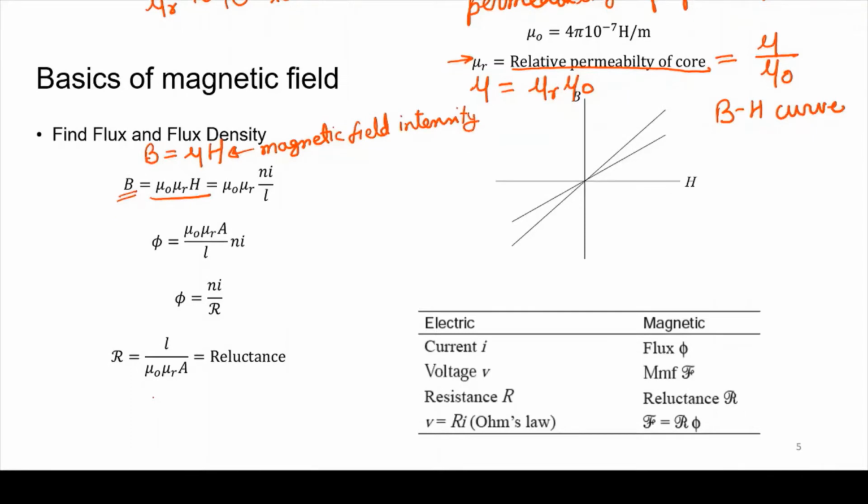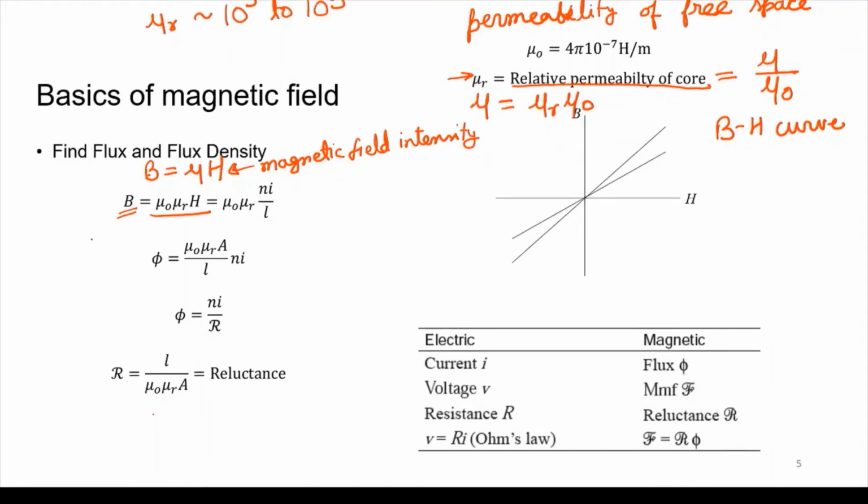The flux density depends on both mu and H. The unit of flux density B is Tesla, or we can write it as Weber per meter square. Now let's focus on mu r. What does it represent? Mu r is the indication of how permeable the material is compared to air or free space.